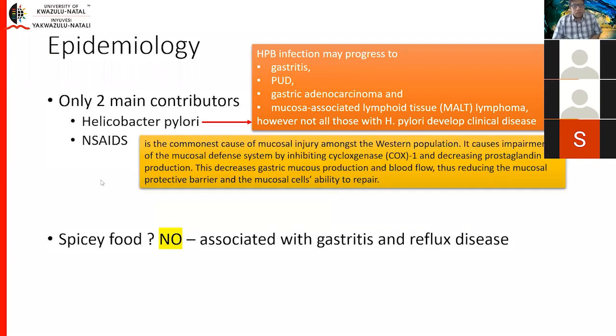Then non-steroidals are the commonest cause of mucosal injury in Western populations. They cause impairment of mucosal defense, and this is related to COX-1 inhibition. It is also associated with decreased gastric mucus production and decreased gastric blood flow, and this reduces the ability of the gastric mucosa to protect itself. So that's all I'm really going to be touching on with regard to epidemiology. We're now going to move across to clinical features.